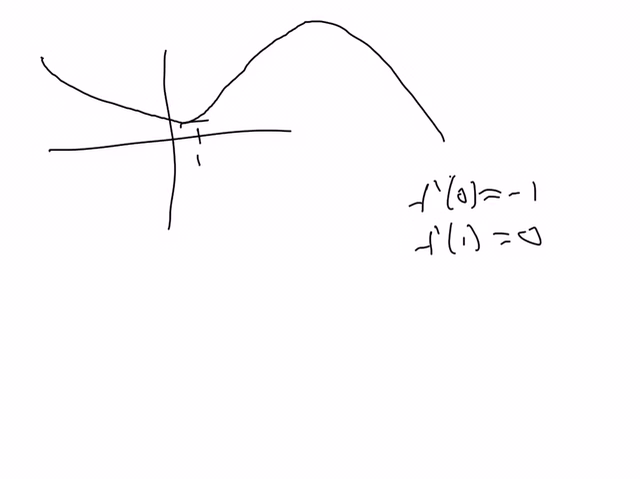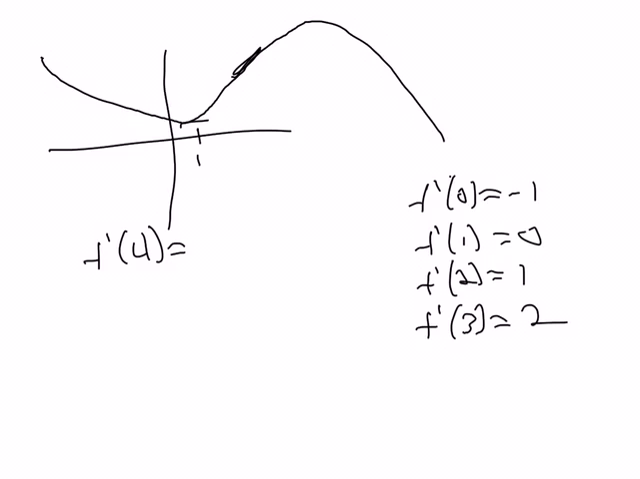Then C is f prime of 2. Well, at 2 we have a change. I would say it's about 1. Okay, and then f prime of 3. Well, at 3, 1, 2, 3, still a change, more like 2 at this point. So then f prime of 4. So at 4, it looks like 1, 2, 3, 4. So it's 0 at 4. And then f prime of 5 is negative. So f prime of 5, some negative number, let's say -1. Okay.